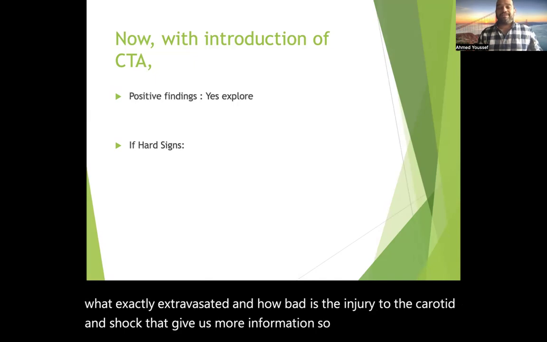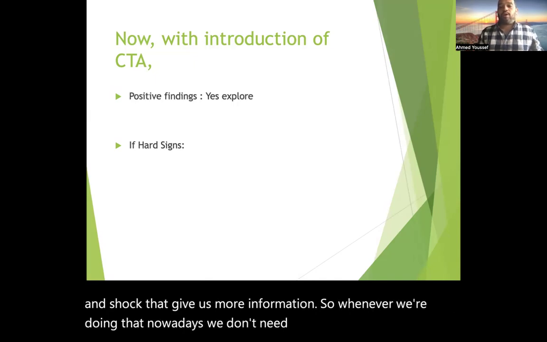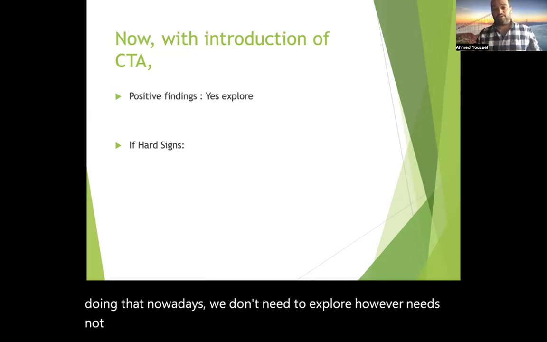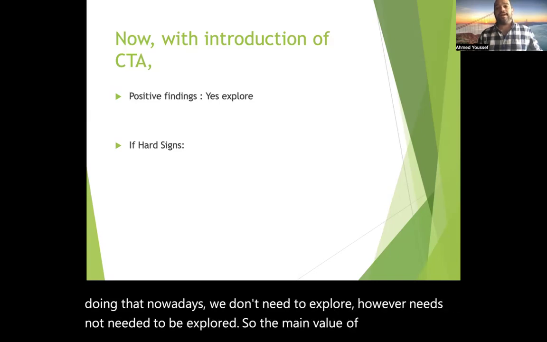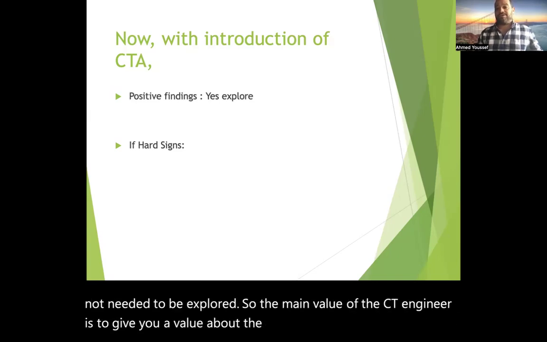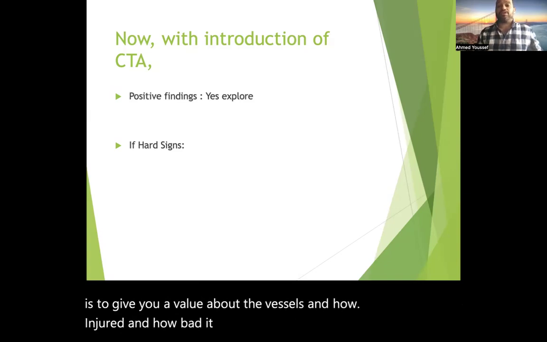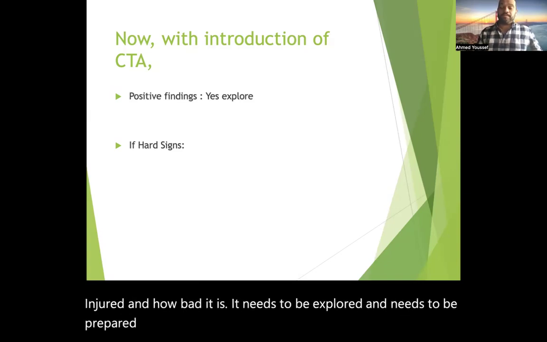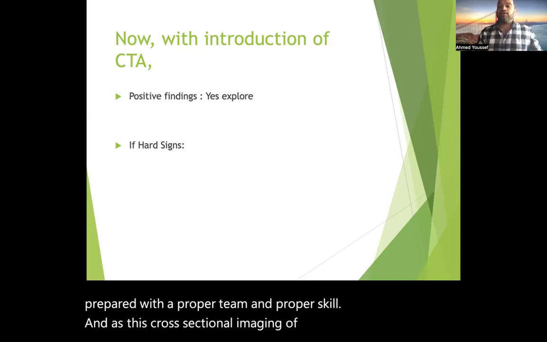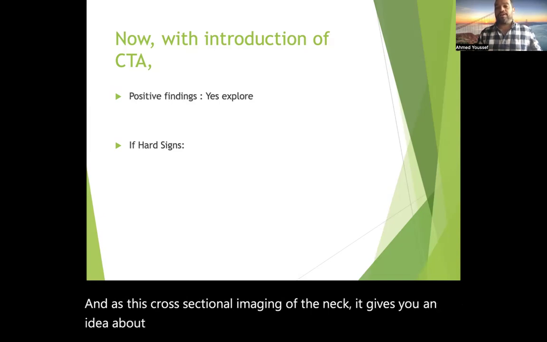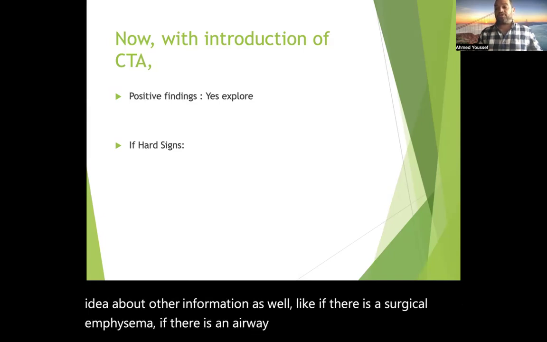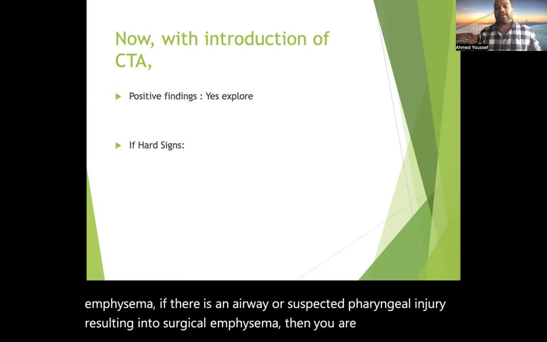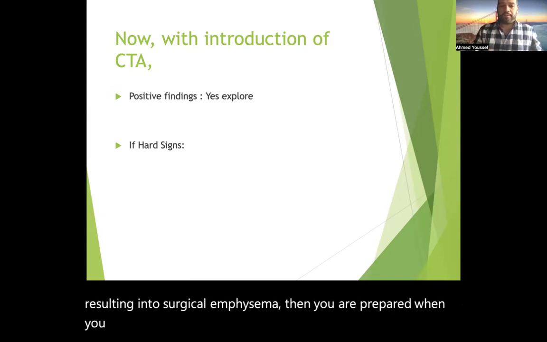So whenever we're doing that nowadays, not everything needs to be explored. The main value of the CT angio is to give you an idea about the vessels and how badly they are injured. If it needs to be explored, it needs to be prepared with a proper team and proper skill. And as a cross-sectional imaging of the neck, it gives you other information as well, like if there is surgical emphysema, or an airway or suspected pharyngeal injury resulting in surgical emphysema, then you are prepared when you consider exploration as well.